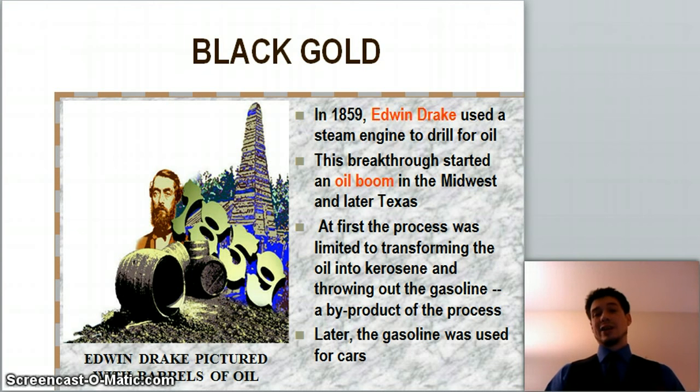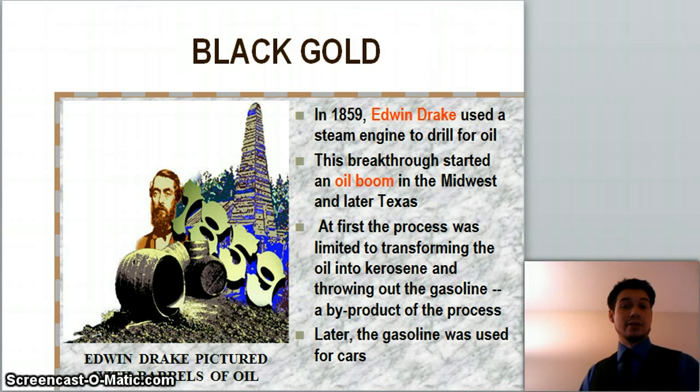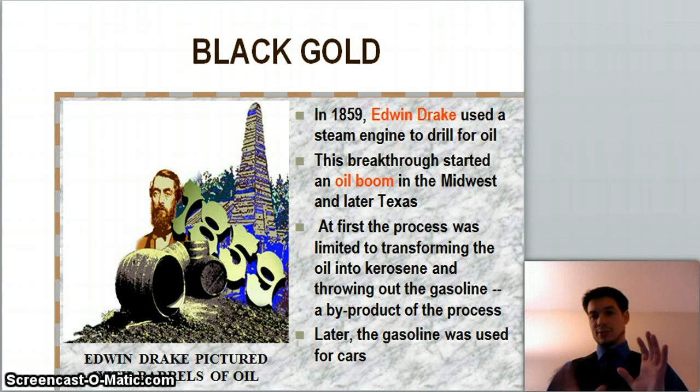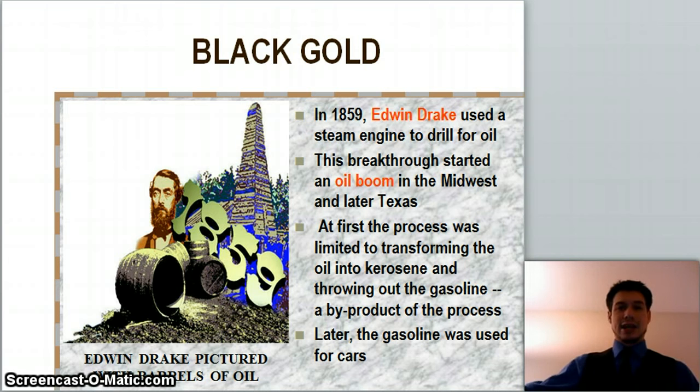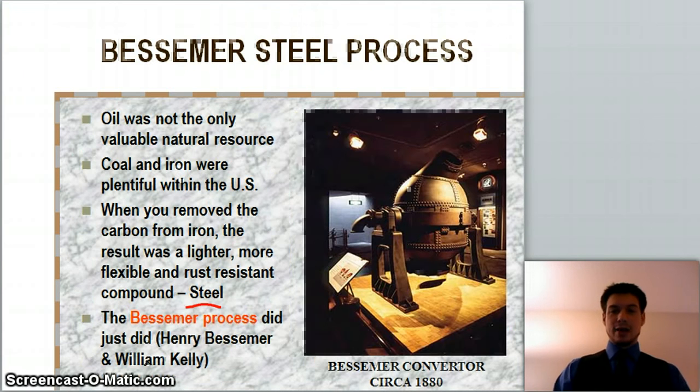Now, Edwin Drake in 1859 finds black gold. Black gold, of course, is oil. He used a steam engine to drill for oil, and this breakthrough started an oil boom in the Midwest and later in Texas. Now, at first, the process was limited to transforming oil into kerosene and then just basically throwing out the gasoline, which is a byproduct of the whole process. But later the gasoline was used for cars because they realized that's what you needed to fuel the combustible engine. You can see Edwin Drake there, pictured with a bunch of barrels of oil.